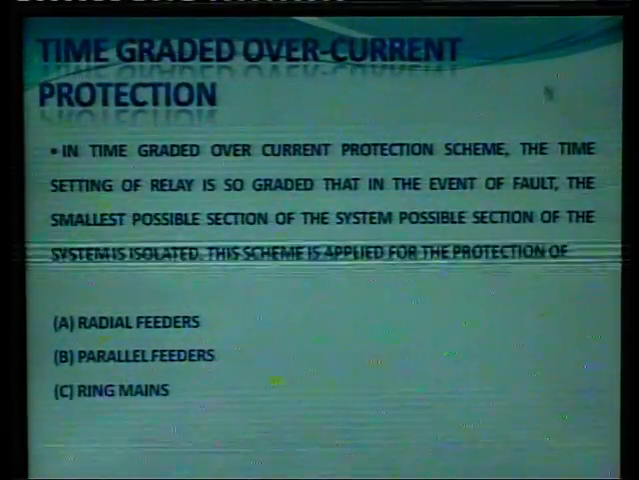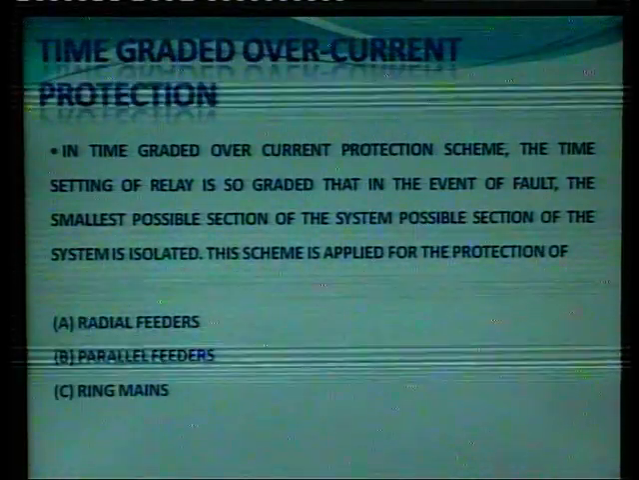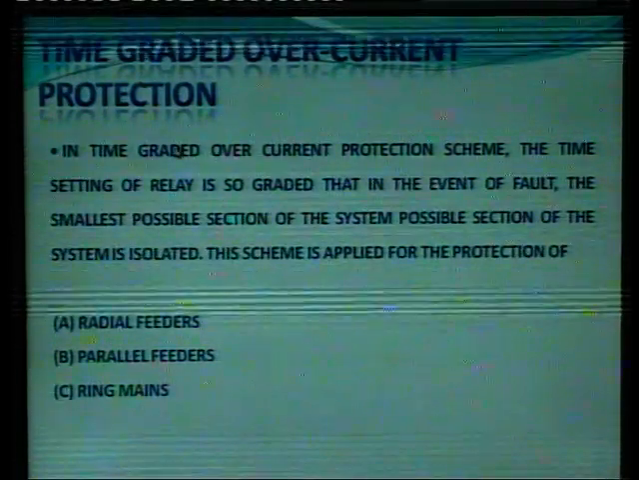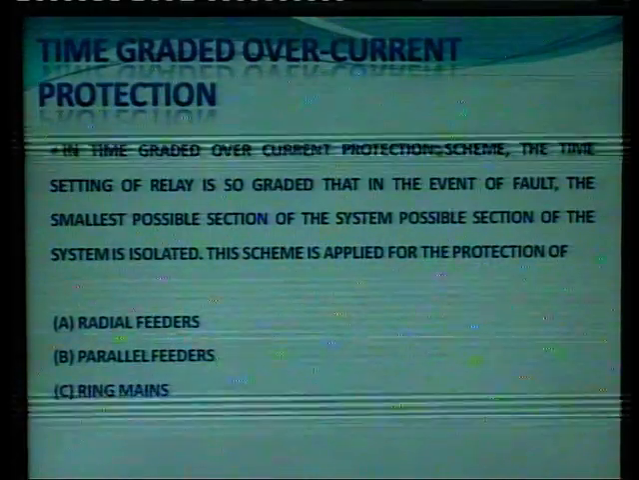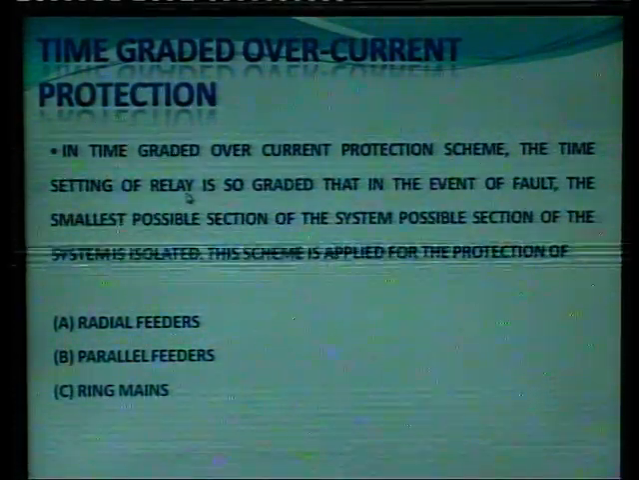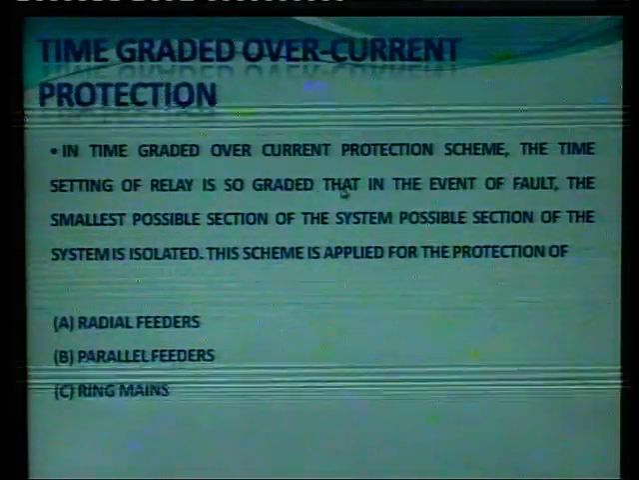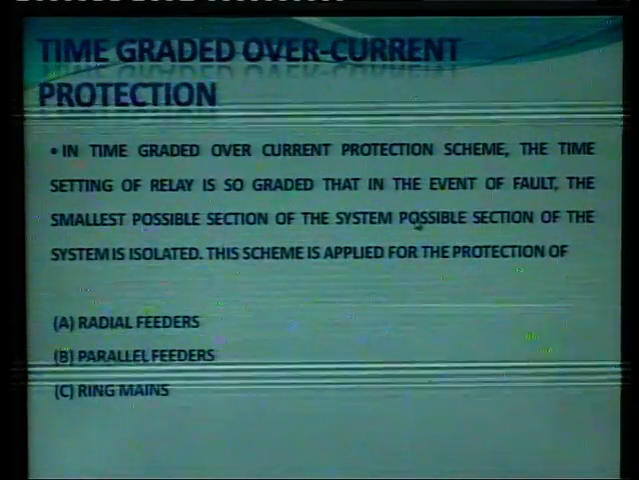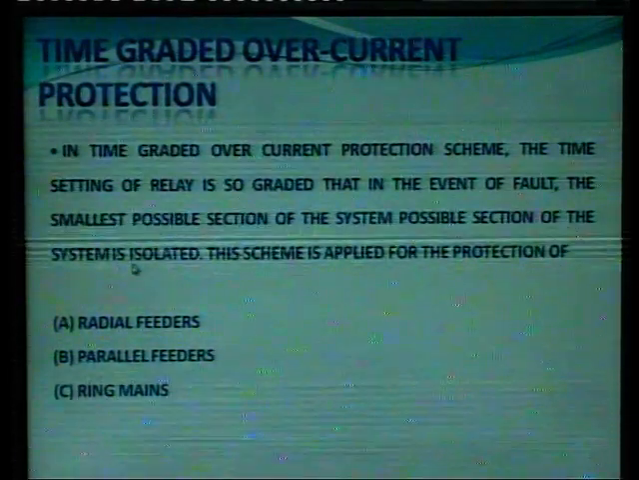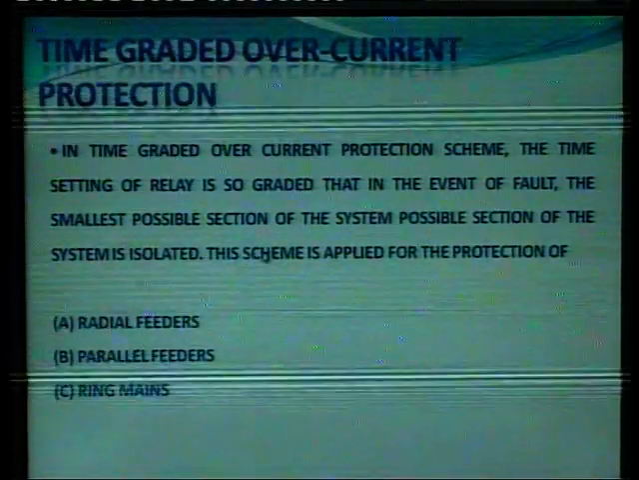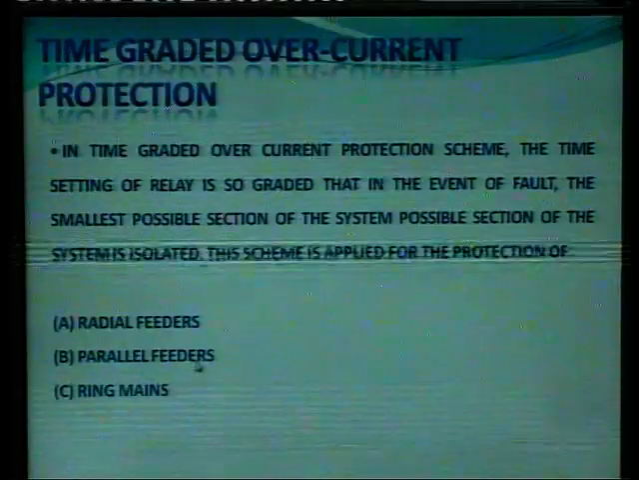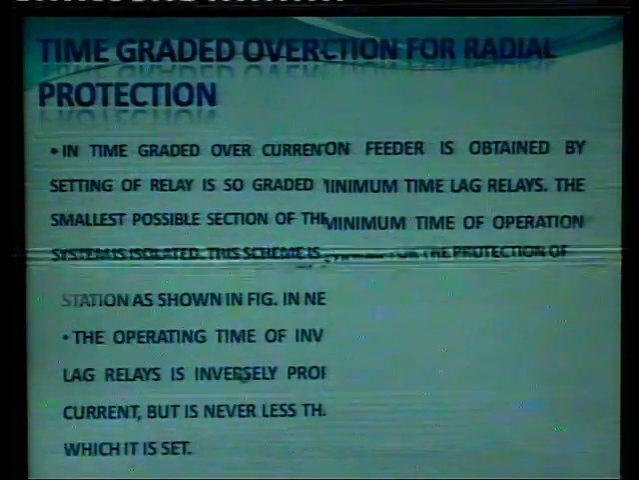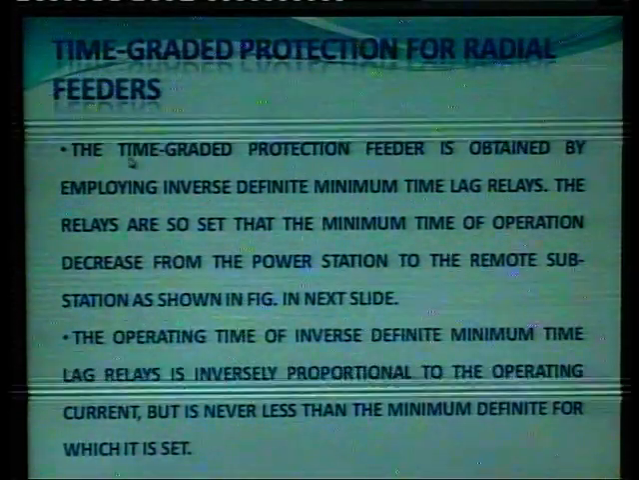The first protection scheme is the time graded overcurrent protection scheme. Now in the time graded overcurrent protection scheme, the time setting of the relay is so graded that in the event of a fault, the smallest possible section of the system is isolated. This scheme is applied for the protection of radial feeder, parallel feeder and ring main feeder. Now first is radial feeder.